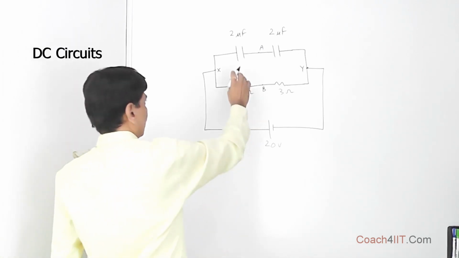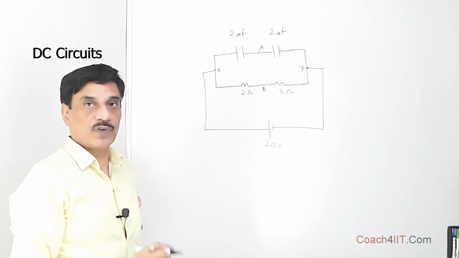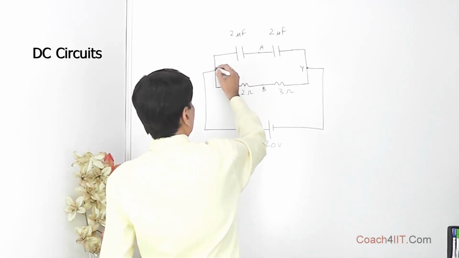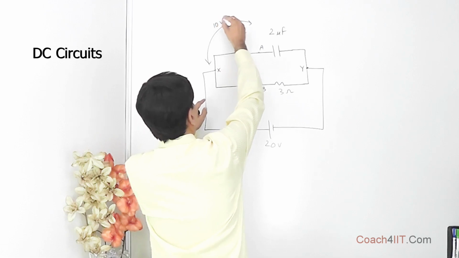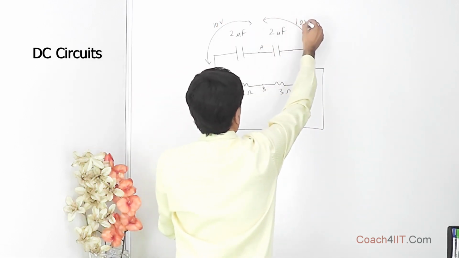Now, as the capacitance of these two capacitors is the same, both of them being of equal value, 2 microfarad, the potential difference across the pair is 20 volt, so across this capacitor it is going to be 10 volt, and across this capacitor it is going to be 10 volt.